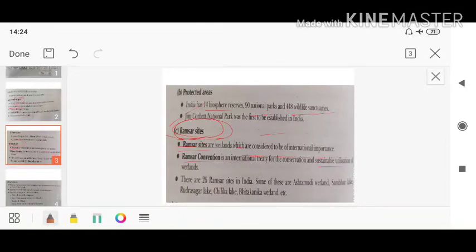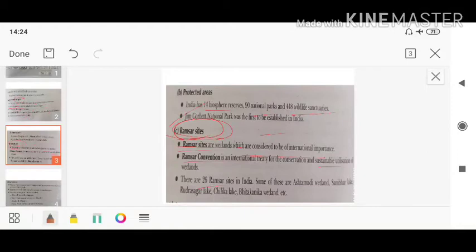Sustainable means if you are taking one, you have to replace it with many. Okay, so we have to see that we are not over-exploiting it and are using it in a very minimum way so that it does not become extinct. Okay, so like that you can use the resources. So that is the Ramsar convention. So how many Ramsar sites are there in India? 26 Ramsar sites are there. Some of them listed: Ashtamudi wetland, Sambar lake, Rudrasagar lake, Chilika lake, Bhitarkanika wetland.